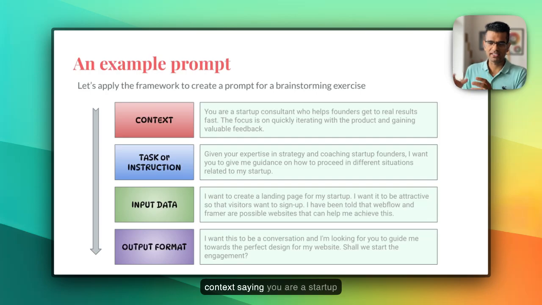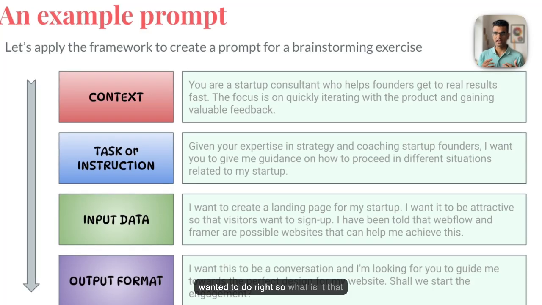So you set the context saying you are a startup consultant who helps founders get to real results. The moment you set this up, the LLM starts generating text based on a certain area of its world knowledge. And that's kind of what you're hoping for. The second one is the task or the instruction that you want it to do, right? So what is it that you want it to do? What is the task that you're giving it?